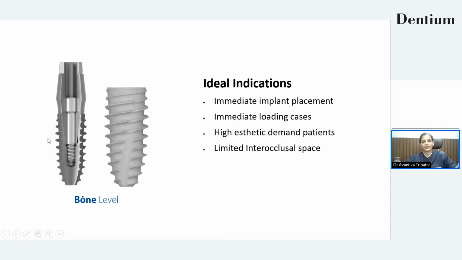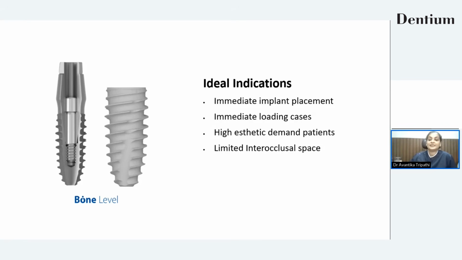So what are the ideal indications for bright bone level implants? Immediate implant placement, as I mentioned, they are going to provide an excellent primary stability. So if you want to immediately place an implant or immediately load a crown over it, then it is better to go for a bone level implant, as the tissue level implant is not going to give you that much prosthetic versatility. You will not have an option of choosing different gingival heights, as the tissue level implants have a standard gingival height of 1.5.